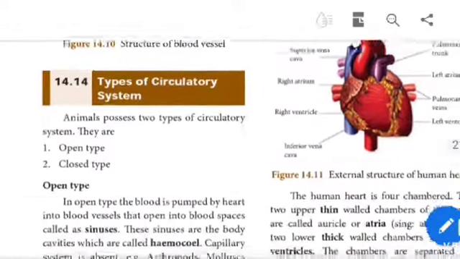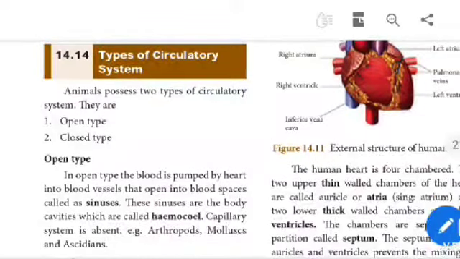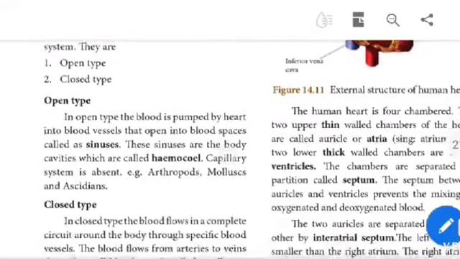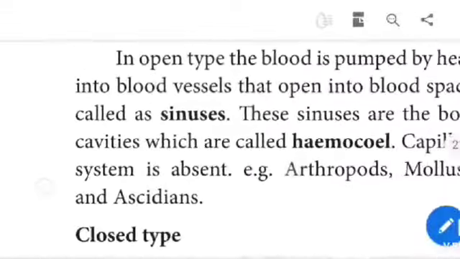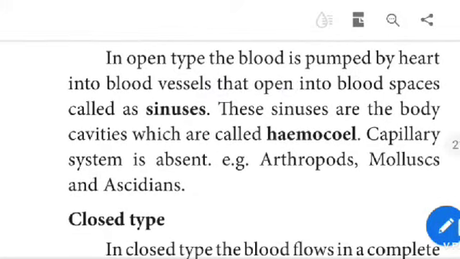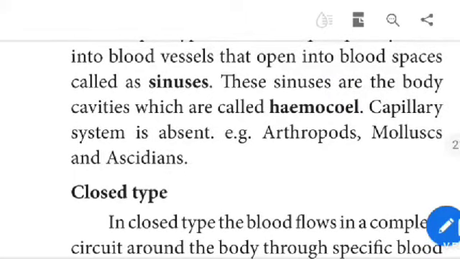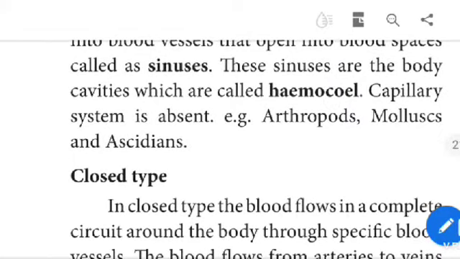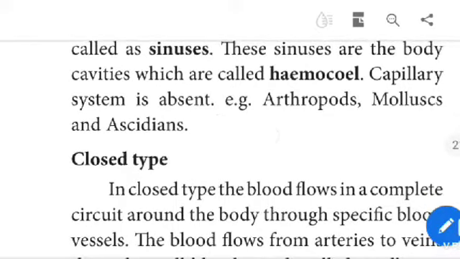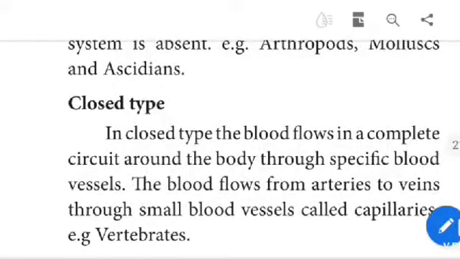Types of circulatory system. Animals possess two types of circulatory system. They are open type and closed type. In open type, the blood is pumped by the heart into blood vessels that open into blood spaces called sinuses. These sinuses are the body cavity, which is called the hemocoel. Capillary system is absent. Examples: arthropods, molluscs and ascidians.